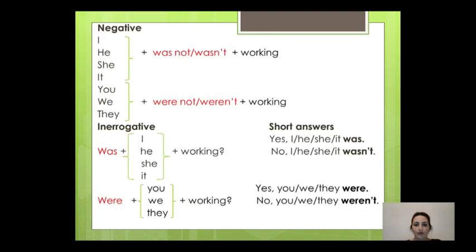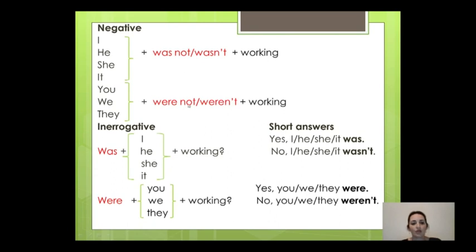Okay, let's move on. Now we talk about the negative case. What do you think? What do we do? Of course, just add not to the past tense of the auxiliary verb be. So we get I was not, or the contracted form, wasn't working. He was not, or wasn't working. She was not, or she wasn't working. It was not, it wasn't working.